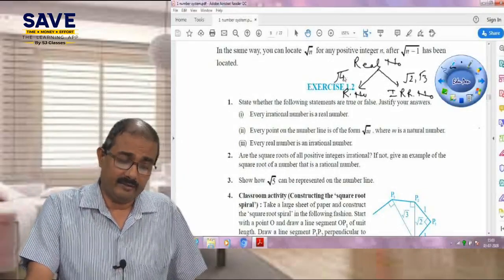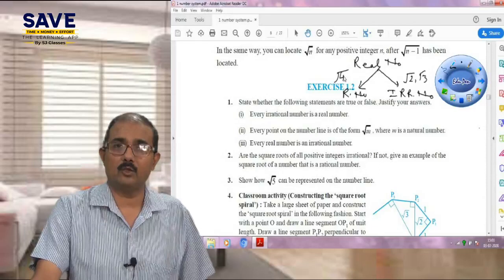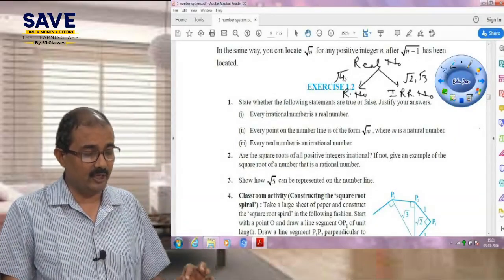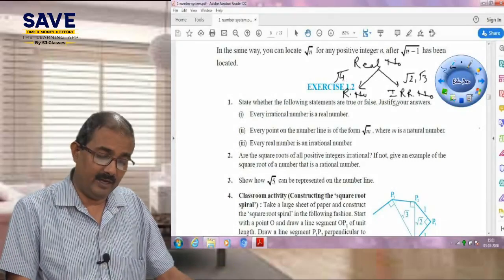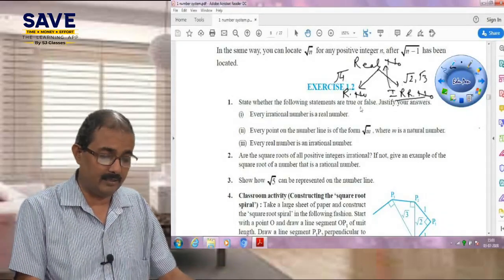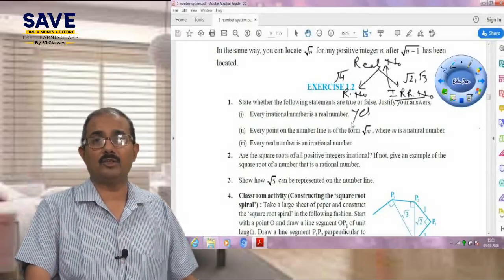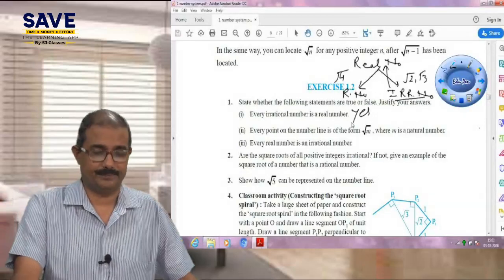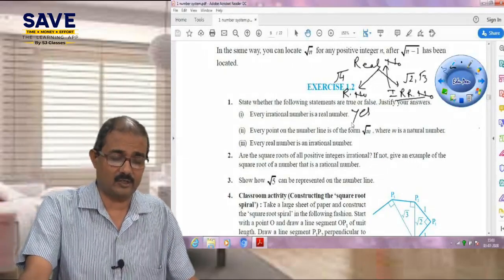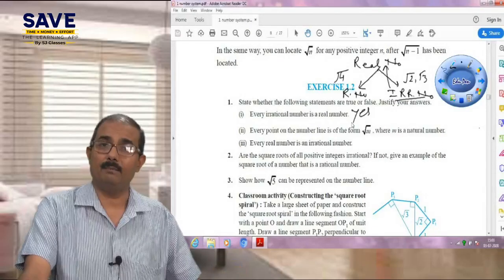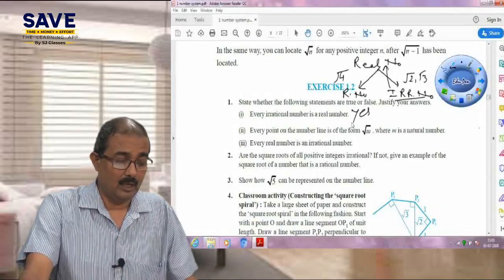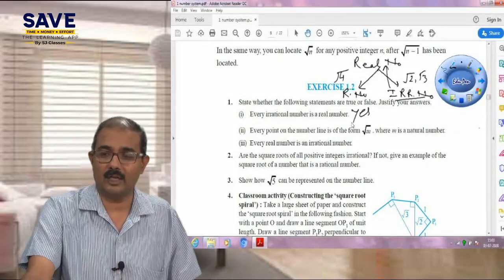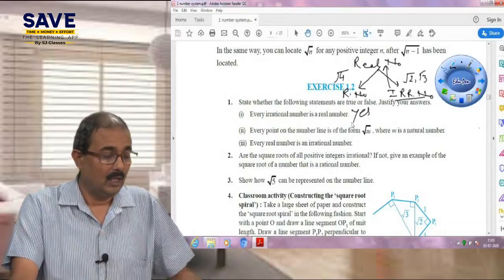So let us come to the first part of this question number 1. Every irrational number is a real number. Yes, every irrational number is a real number, because real numbers are a collection of rational numbers and irrational numbers. So every irrational number is a real number. That is the first part. Now the third part is just the reverse of it. Read the third part, we will discuss the second after that.